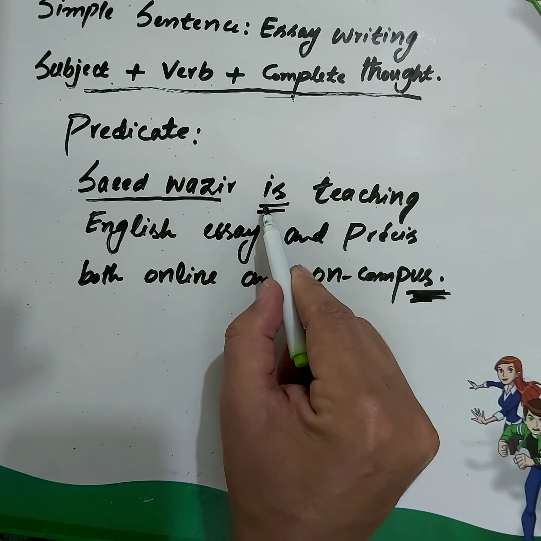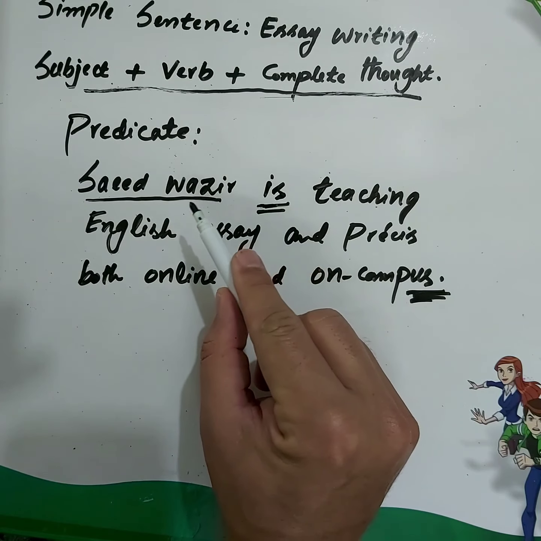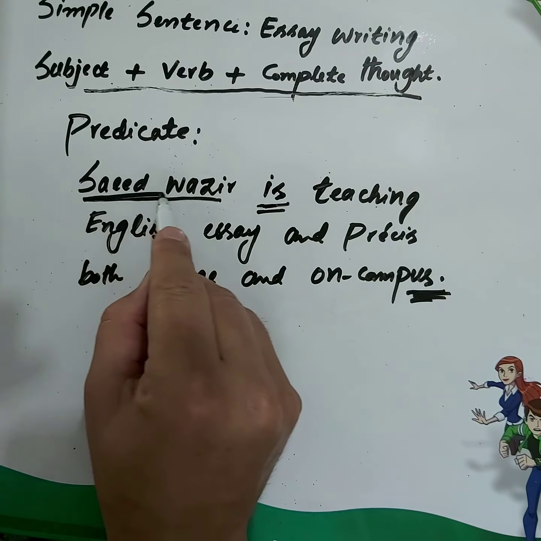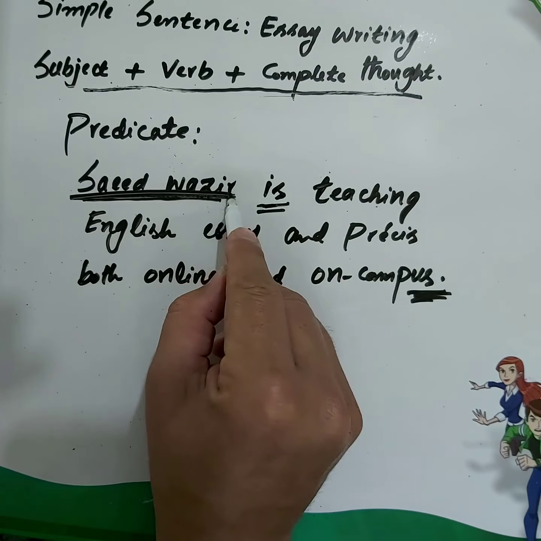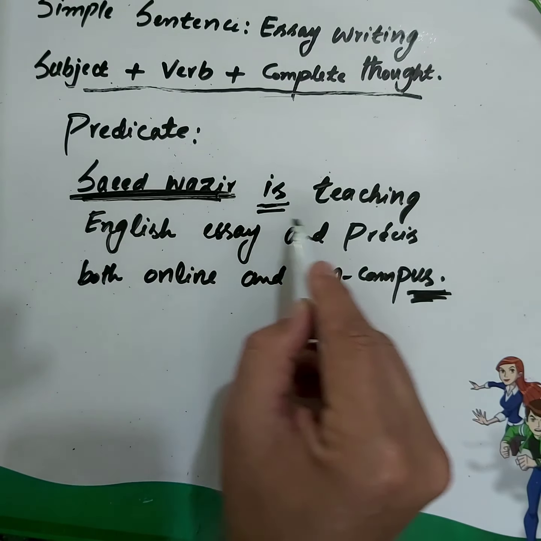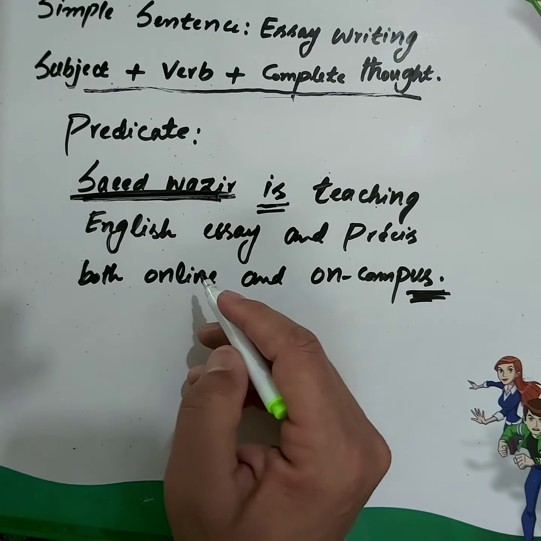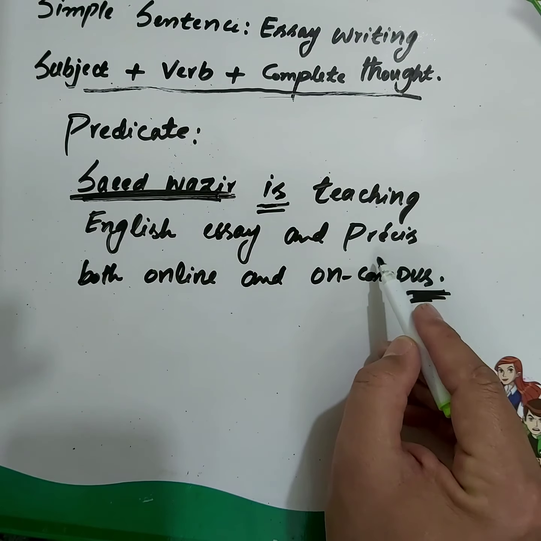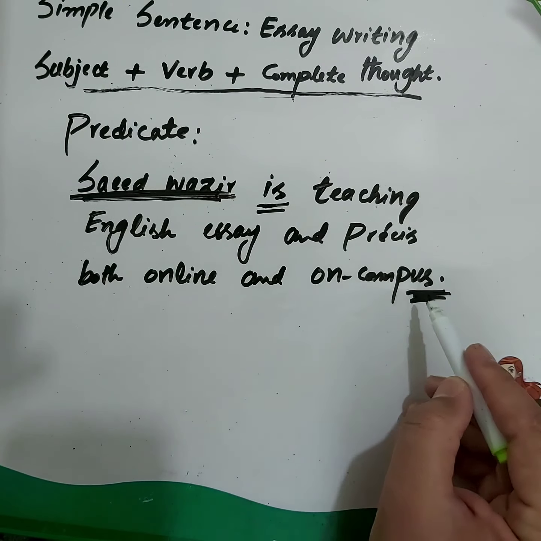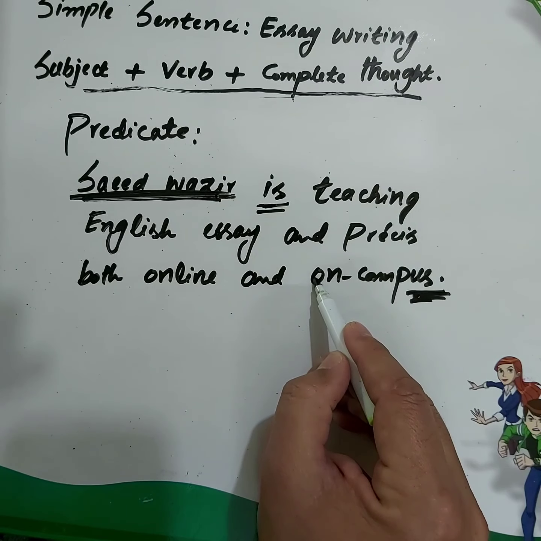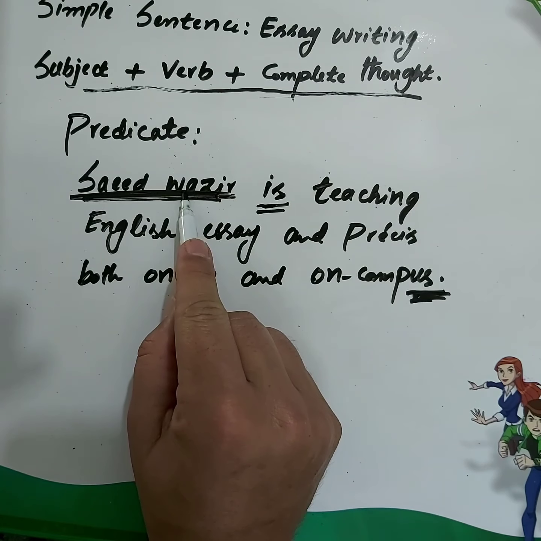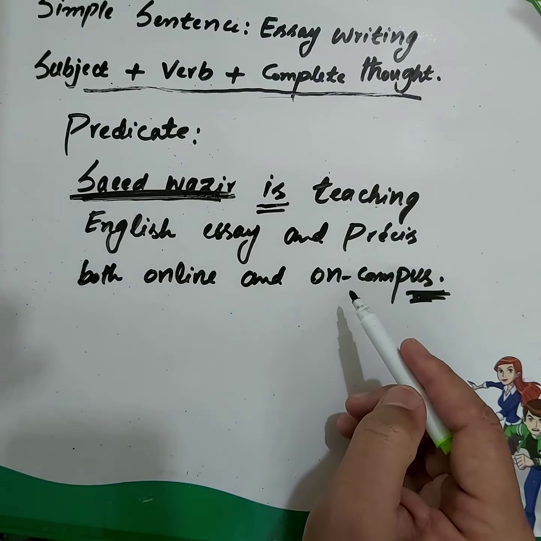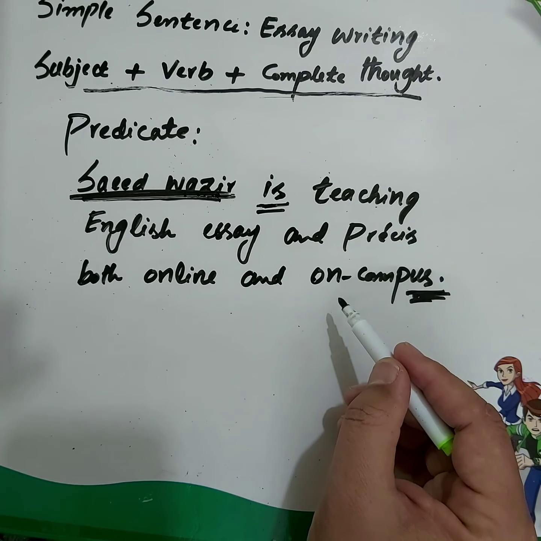Predicate is something said about the subject. Students, apart from your subject, what comes in your sentence is called your predicate. So from is teaching English essay and précis both online and on campus is your predicate. Said Wazir is your subject. Something said about the subject is called your predicate.